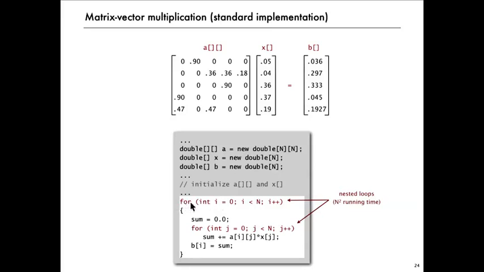nested for loops. For each row in the matrix, we have to go through each entry in the column vector and compute a running sum of, for that row in the matrix, the corresponding entry with the entry in the column, and keep the running sum, and then that's the result that we put in the result column vector for every value of i. And the key thing about this standard implementation is that it's two nested for loops that each run up to n, so that's n squared, or quadratic running time.